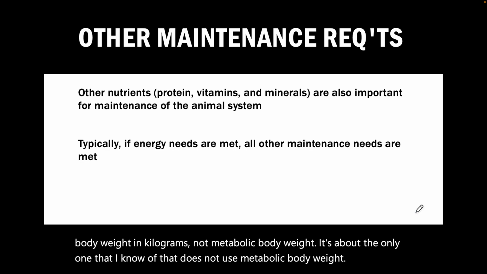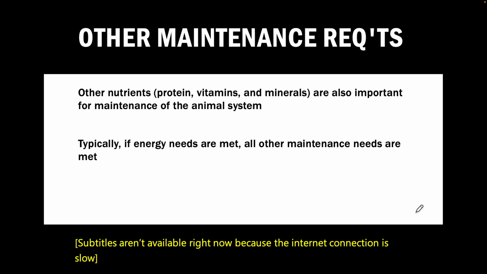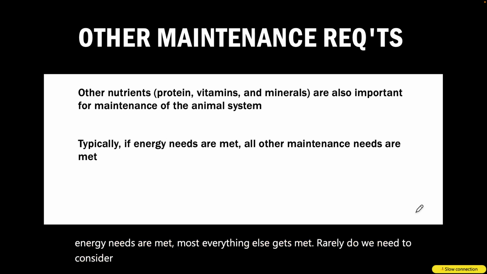Other nutrients, such as protein, vitamins, and minerals, are very important for maintenance of the animal system. However, as nutritionists, if the energy needs are met, most everything else gets met. Rarely do we need to consider adding in something else.